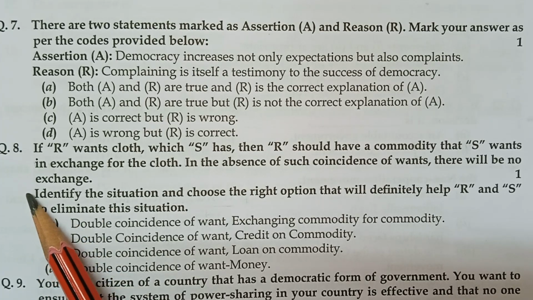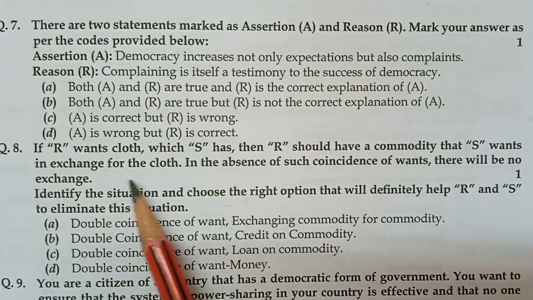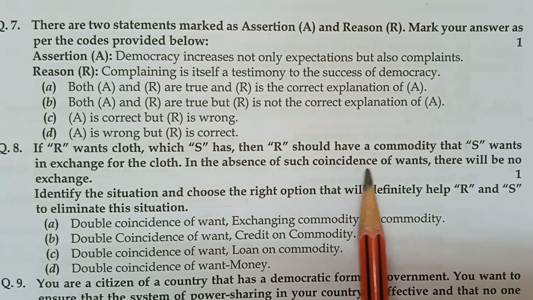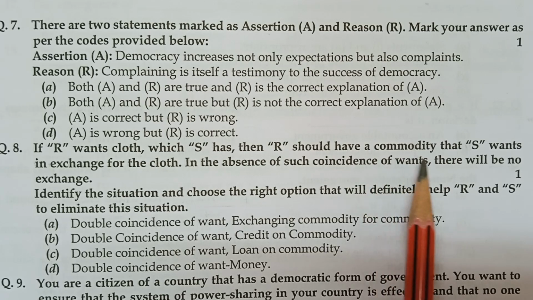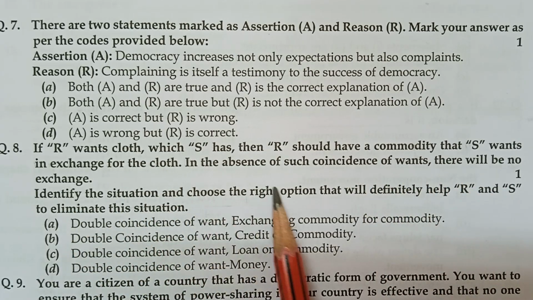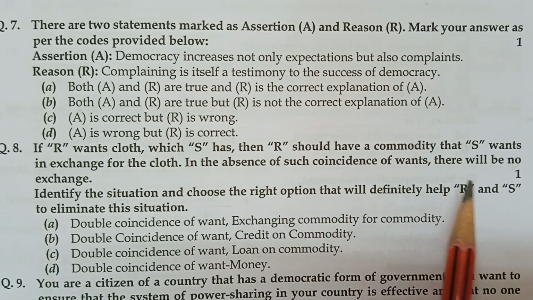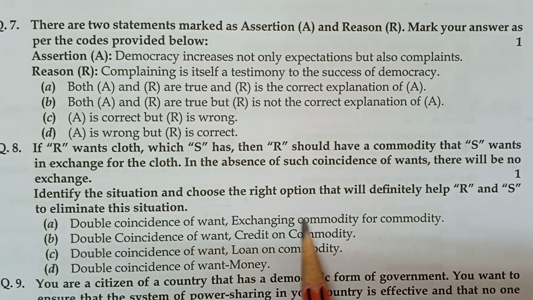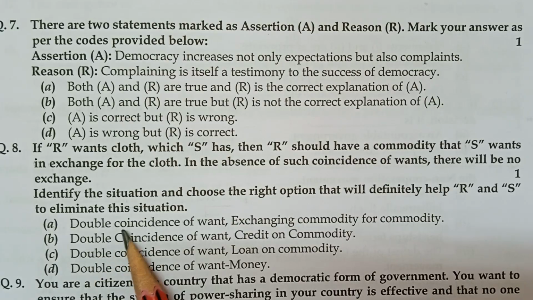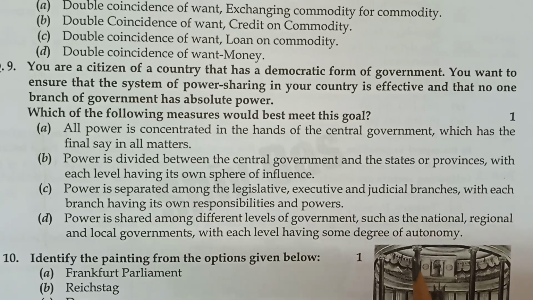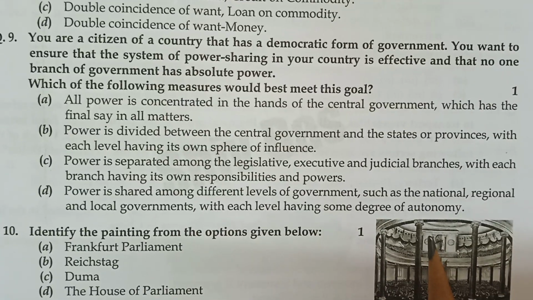Now question number 8 is given. If R wants cloth, which S has, then R should have a commodity that S wants in exchange for the cloth. In the absence of such a coincidence of wants, there will be no exchange. Identify the situation and choose the right option that will definitely help R and S to eliminate this situation. You are getting four options, and according to the correct option you can give your answer properly.